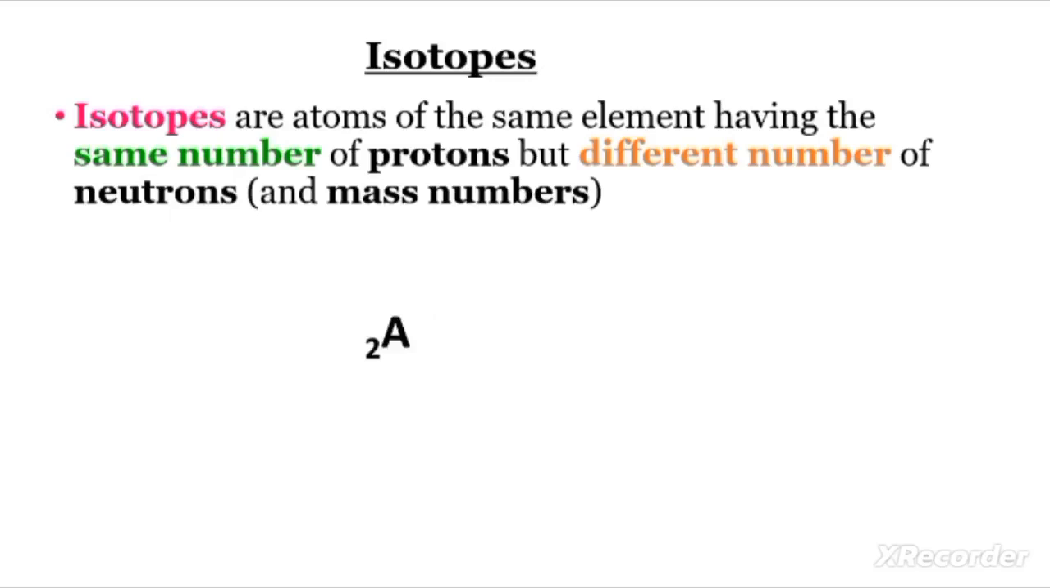We have two isotopes. We have the first isotope and we have the second isotope. So we can see that these two isotopes have the same proton number but different mass numbers. As we can see, here we have 4, here we have 5.